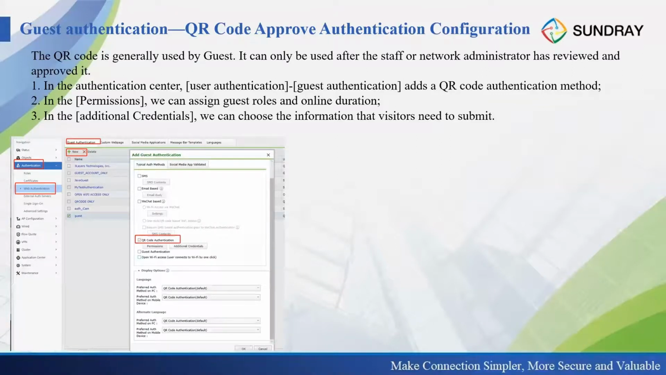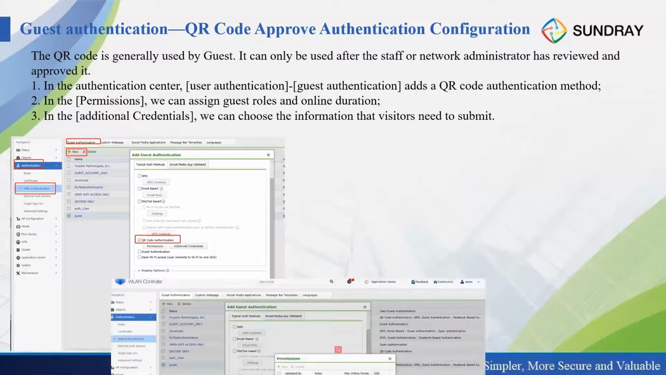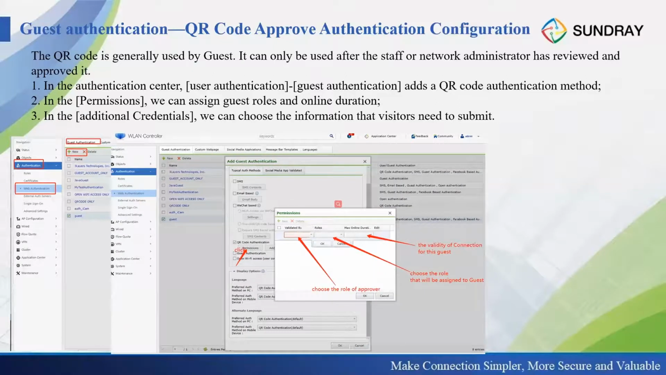So when we do the configuration in the QR code authentication here, we create the rules for verified by whom. For example, we can choose the role of the approver. So we can choose that the receptionist can approve, and also some engineering department and sales department can approve. But others, like maybe the financial persons, are not allowed to approve the guest. So we can choose the roles that have this permission to approve the guest access.